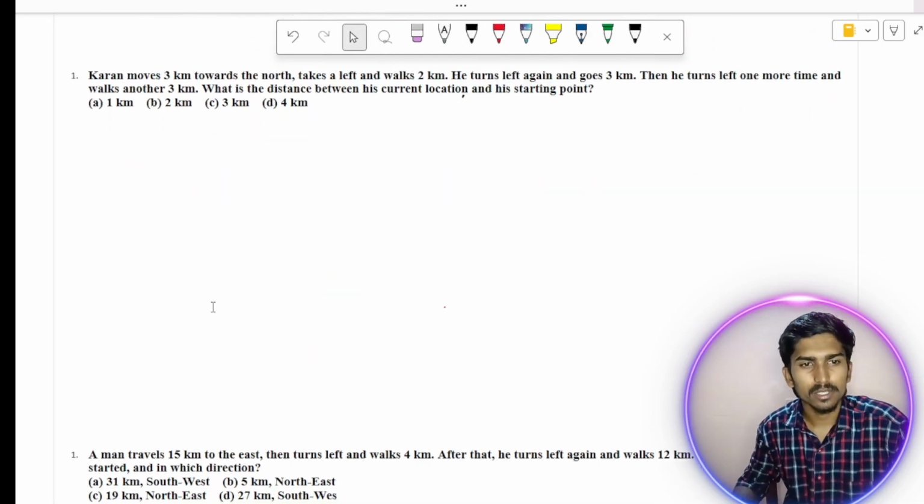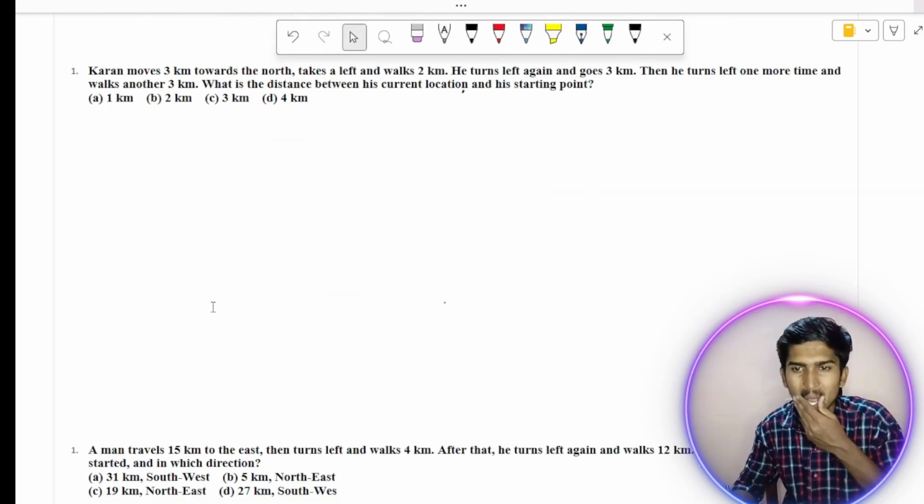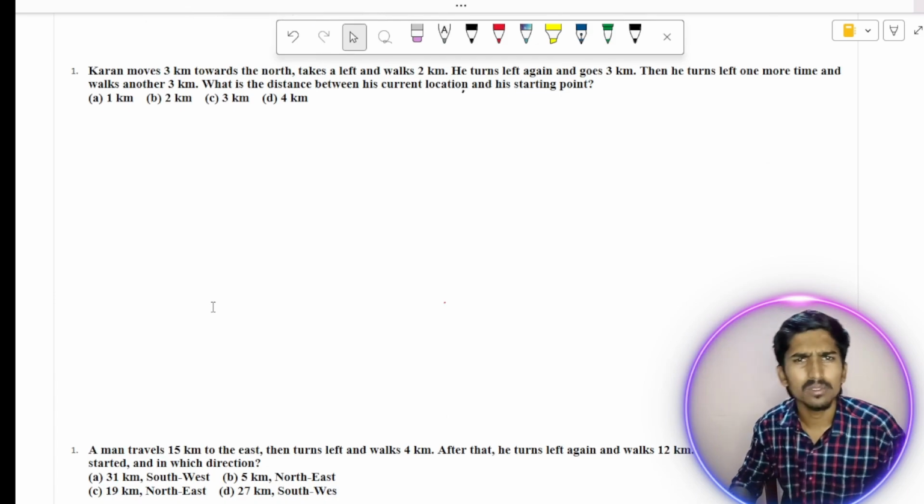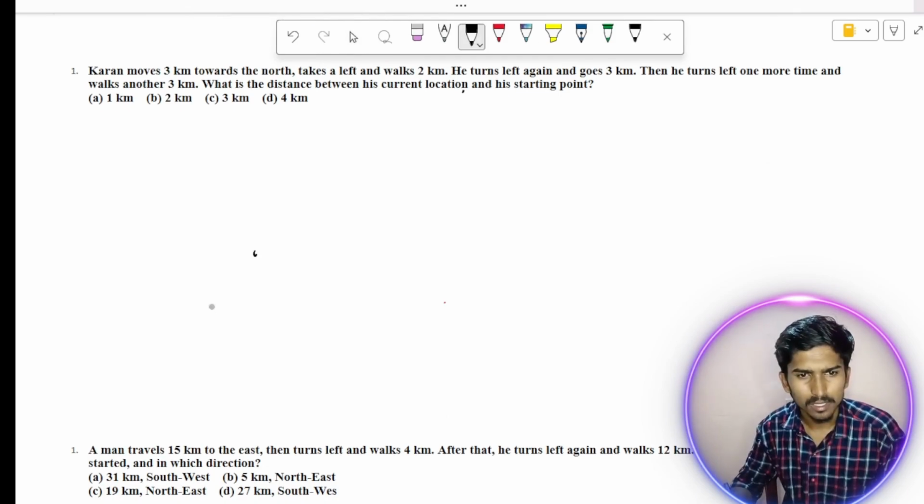Let's go to the next question. Very simple question. I hope it's somewhat difficult, I don't know. Let us try. Current moves 3 kilometers towards north. Current is here, moves 3 kilometers towards north. Okay, 3 kilometers. Takes left turn. Okay, left turn, and walks 2 kilometers.